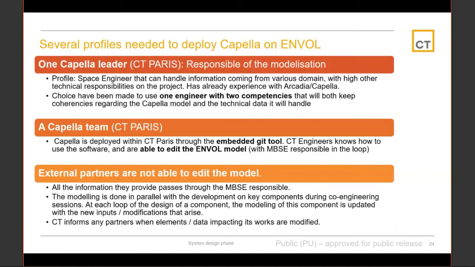They cannot edit the model, they can only interact through the filter of CT engineers, because we wanted to be absolutely sure to keep the consistency of the model. It creates a need for us to be able to communicate on that, and especially to create outputs from the model that can be readable by our external partners.